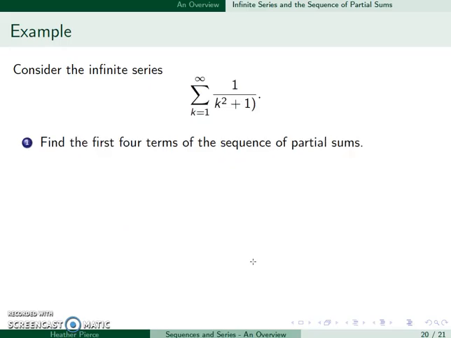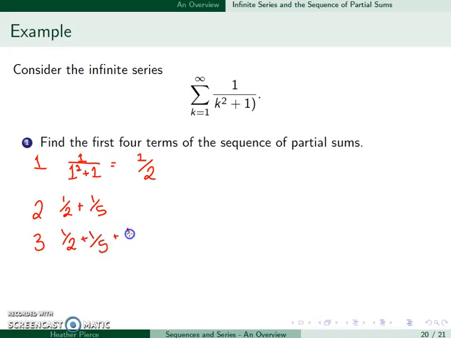Next, let's consider this one. Let's find the first four terms of the sequence of partial sums. So the first one is just the first case, 1 over 1 squared plus 1, which is 1 over 2. The second case is now 1 over 2 plus, sticking in 2, 1 over 5. The third one, I now have 1 over 2 plus 1 over 5 plus, when I stick in 3, I get 1 over 10.